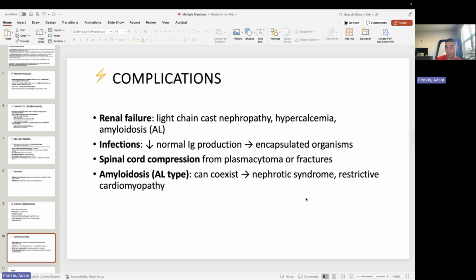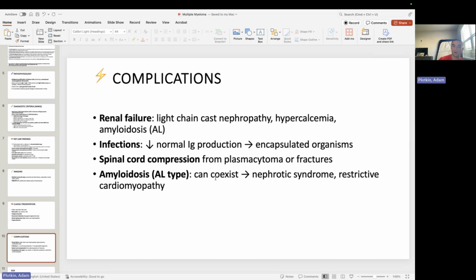So what are some complications? We've really already talked about a lot of them. Renal failure, we've talked about those mechanisms. I'm not going into that again. Infections, right? Decreased normal Ig production. So remember, my antibodies are really important for the encapsulated bacteria. That's why I brought in strep pneumo. Can you tell me some of the other encapsulated bacteria I'd be worried about? So that's going to be my SHiNeS pneumonic, right? The S is strep pneumo, the H is Haemophilus influenzae, the N are my Neisseria species, and the other S is Salmonella, all right?